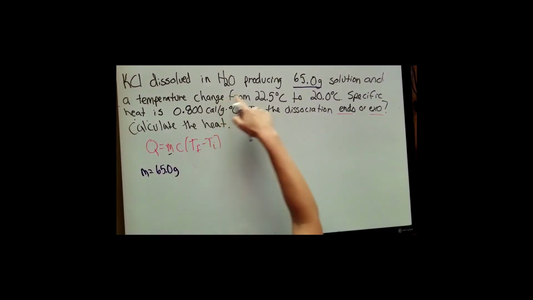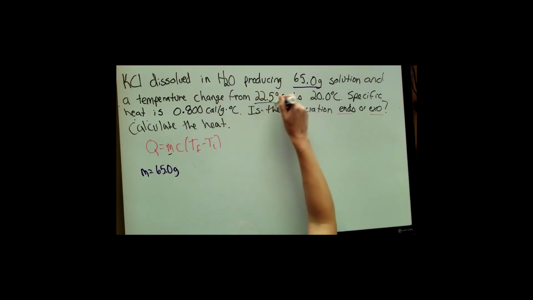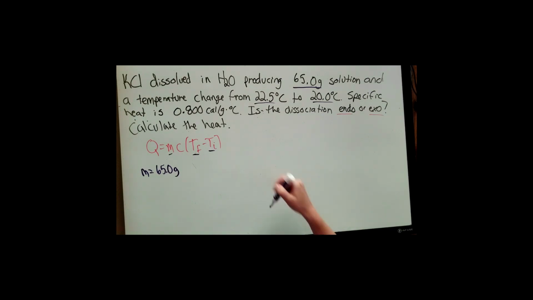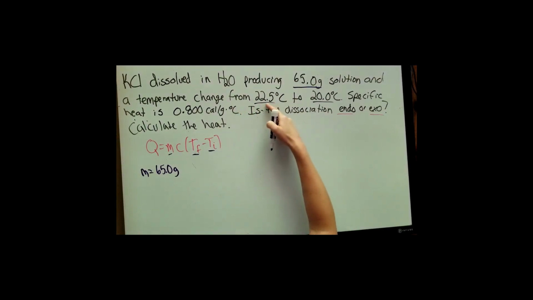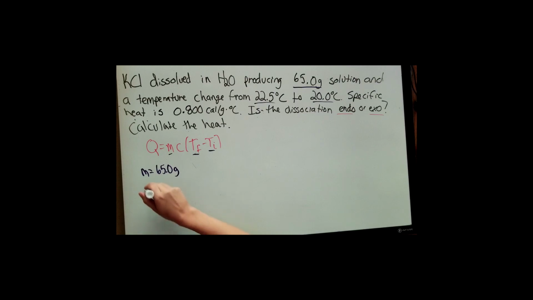Okay, so continue reading and we get a temperature change. Once again, we have two temperatures and what we need to figure out is which one's final, the TF, and which one's the initial, the TI. Reading it, it's starting from 22.5 to 20. So our initial is going to be the 22.5 and the final is going to be the 20.